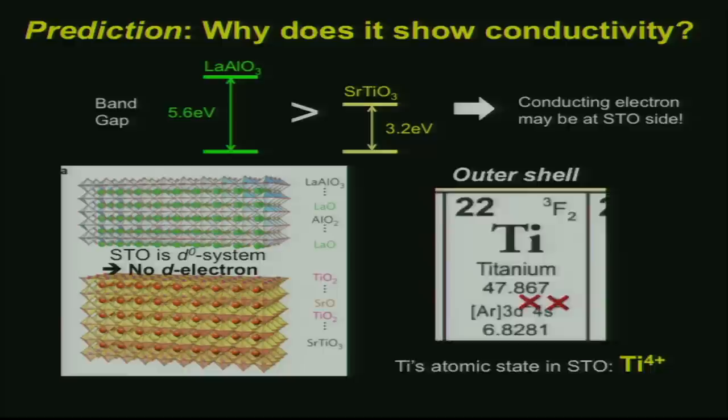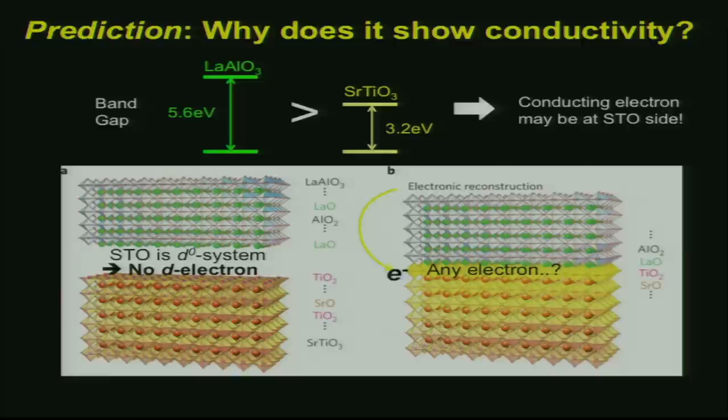But people expect, okay, maybe electrons come from somewhere, probably the top surface. Electrons are transferred to some interfacial region. That's why when you make a sandwich, it shows conductivity.